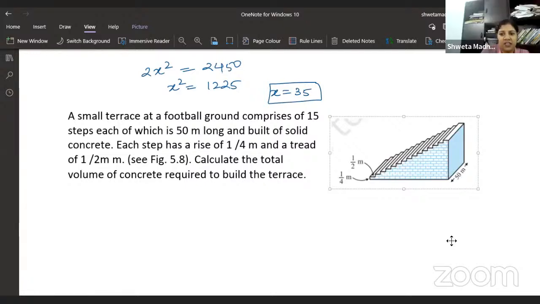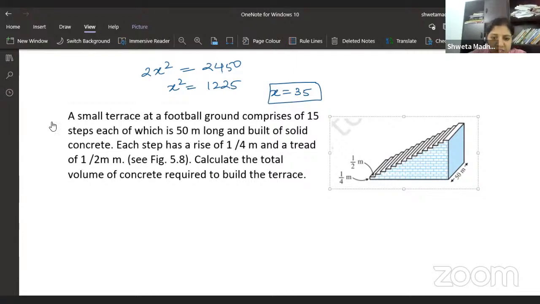So here is the staircase-like structure, that is a terrace for seating the audience. In this they have told: a small terrace at a football ground comprises 15 steps, each of which is 50 meters wide. So the width is 50 meters in total, long. It is built of solid concrete. Each step has a rise of 1/4 meter, that is, the height of each step will be 1/4 meter, and a tread, that means width, of half meter. Calculate the total volume of concrete required to build the terrace.